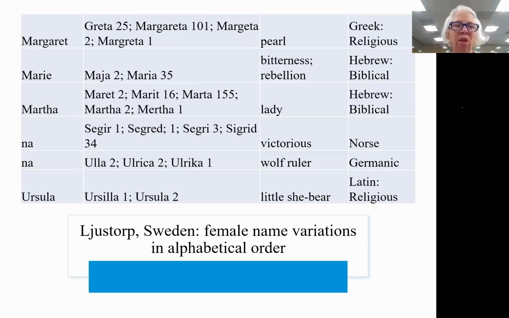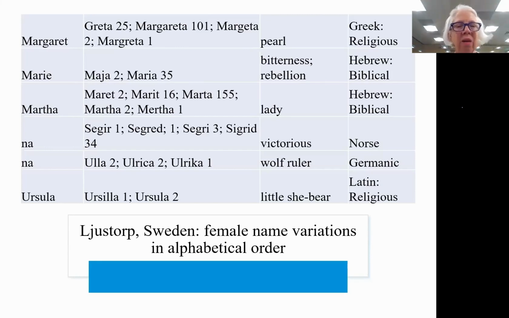The H is not a th sound, it's aspiration. So if you look at Martha, we say it in English with a th, but in Germanic languages, that H just means the T is aspirated with a puff of air.